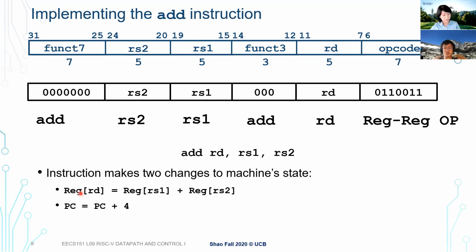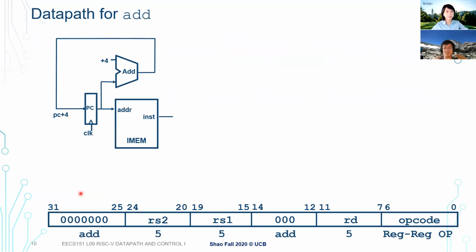Let's see how we support these functionalities in hardware. Let's take a look at the datapath that we need to build for this add instruction. First, to execute an instruction, we need to read this instruction from our instruction memory. Given the current program counter, we access the instruction memory at this address, and it returns the current instruction. And this current instruction is an addition.